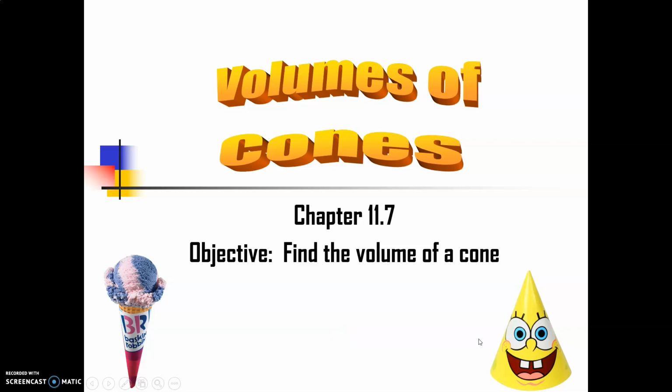Hi everybody, today we're going to talk about volumes of cones. We're still in chapter 11.7 of our textbook. Yesterday we looked at how to find the surface area of a cone, and today the objective is to find the volume of a cone.